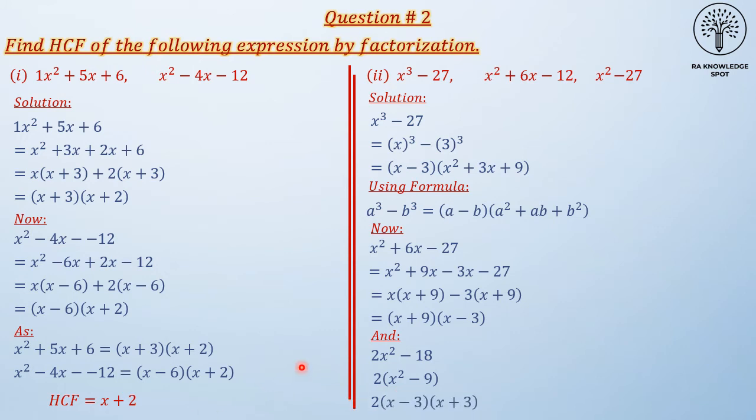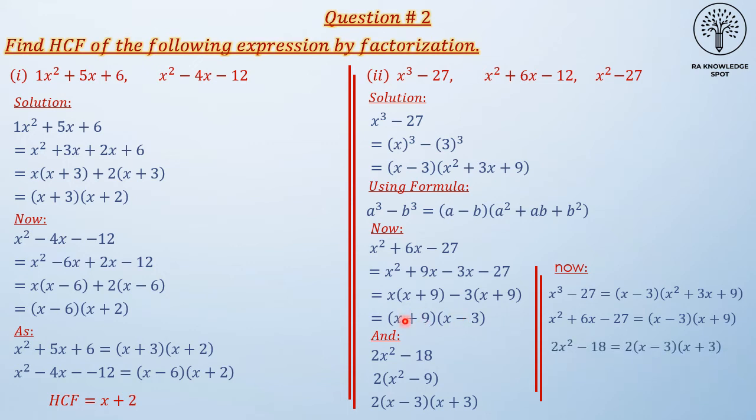After using this formula, that is a plus b, a minus b, we get x minus 3 and x plus 3. Now we are just going to take the answers. Firstly, you have to see x cube minus 27. This is the answer, collected from this place. And now the second one, x square plus 6x minus 27. Here is the answer, just collecting from this place. Then this one, and this is the answer.